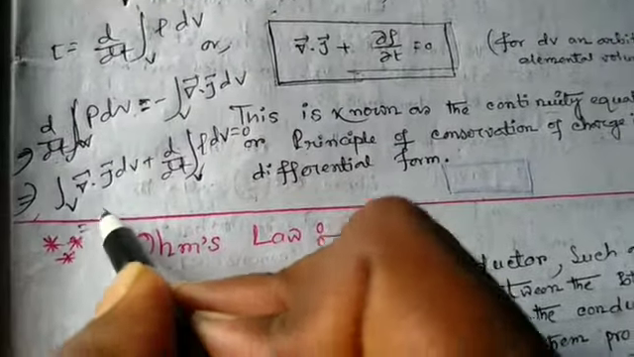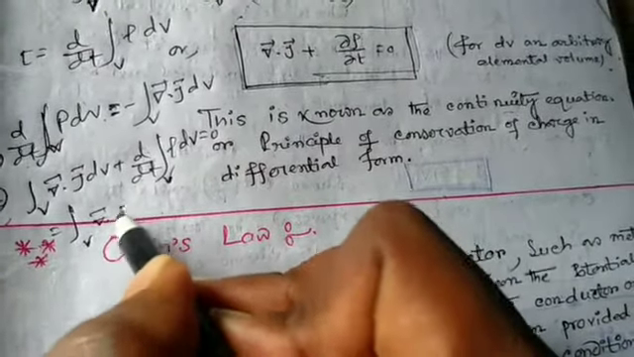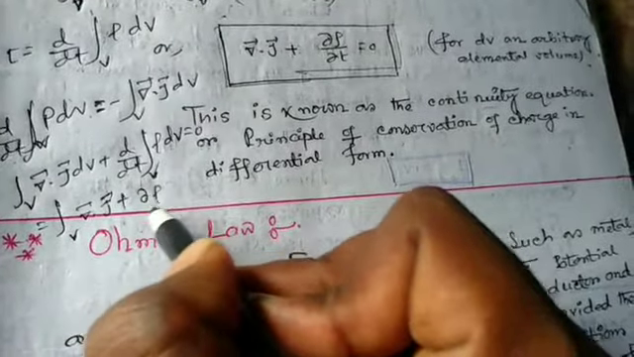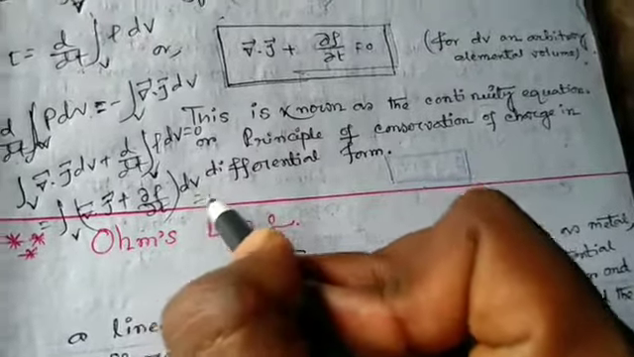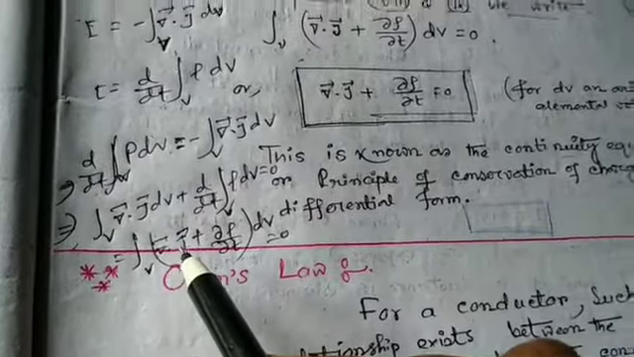So the volume integral of (divergence J plus del rho by del t) dV equals 0. This is the continuity equation.